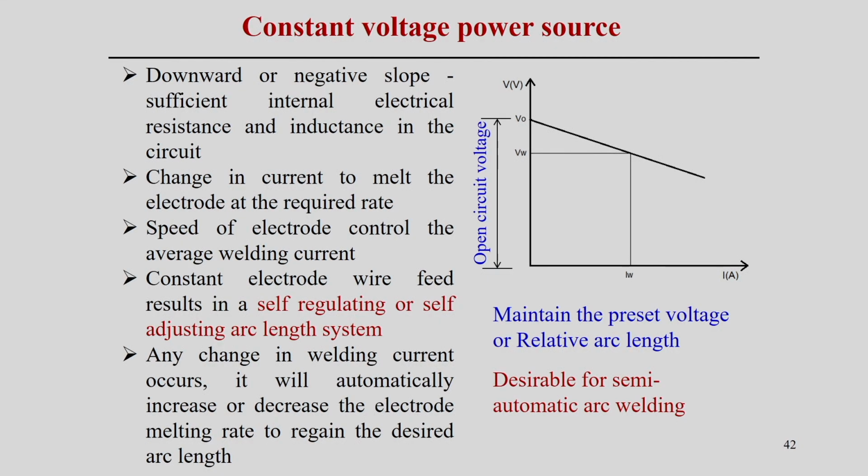If there is a change of the voltage, then the arc length will change, or vice versa, if there is a change of the arc length, then the voltage can change. But if we keep a constant voltage power source, that means the voltage remains more or less constant, then the arc length remains more or less constant in this situation. So it is desirable for the semi-automatic arc welding process, because during welding we try to maintain a constant arc length, so the requirement of the voltage is more or less constant. But if a small change in arc length happens, how does it respond? The voltage changes.